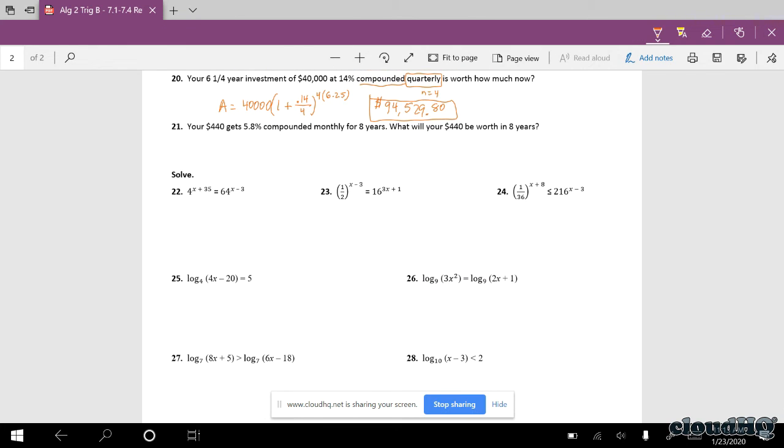Number 21, we have another one compounded monthly. Monthly, there are 12 months in a year. Our end value is 12 $440. 1 plus 0.058 divided by 12. And 12 times a year we get interest for 8 years. So 440 times 1 plus 0.058 divided by 12, and that's all taken to the power of 96. We would have $699.00.